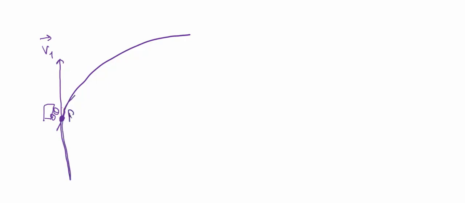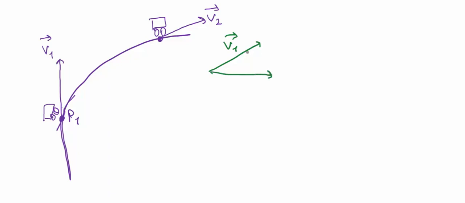So this point right here is P1, and then the car moves to here, and this point right here is like this, and V2. Okay, so again our V1 vector, and right here this is our, actually let's do it like this.